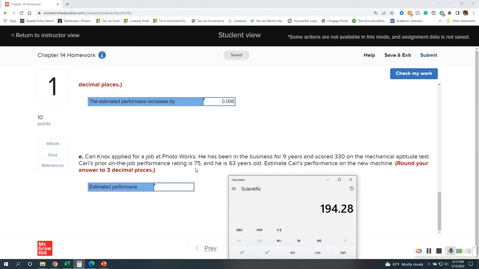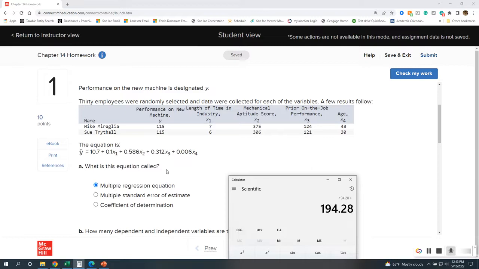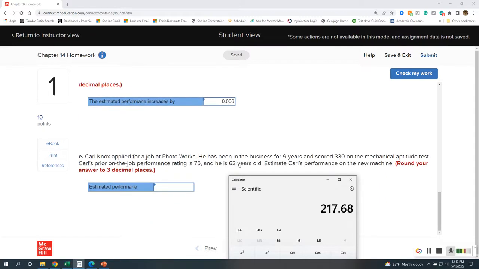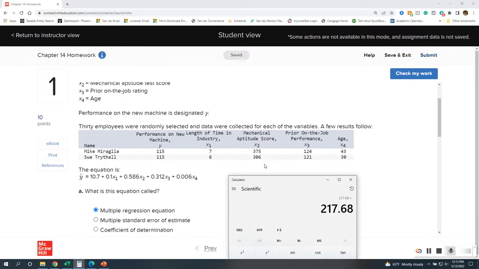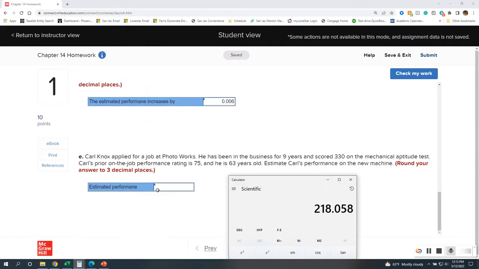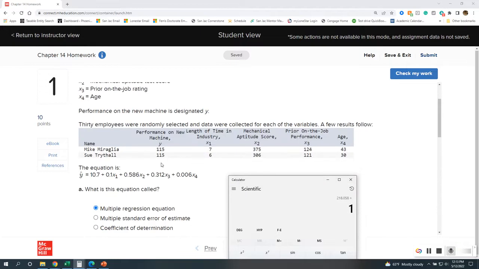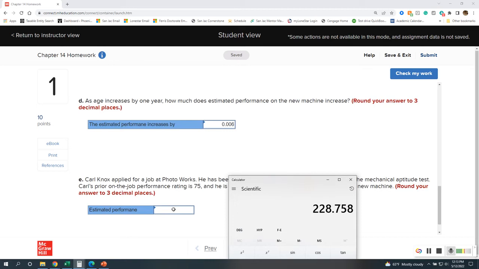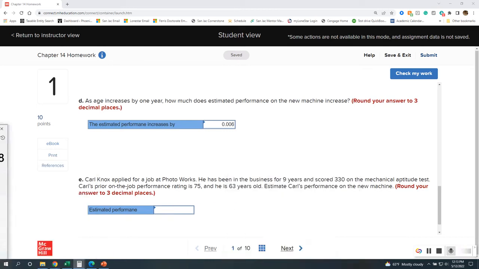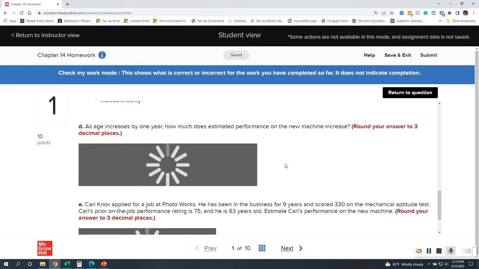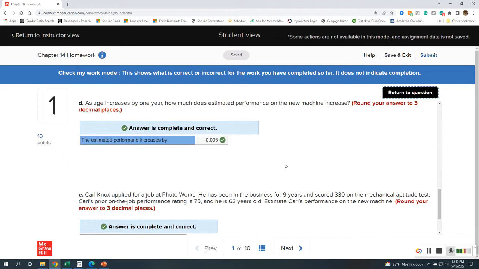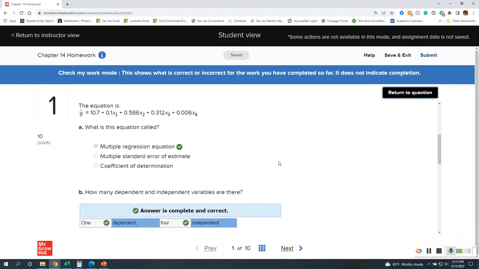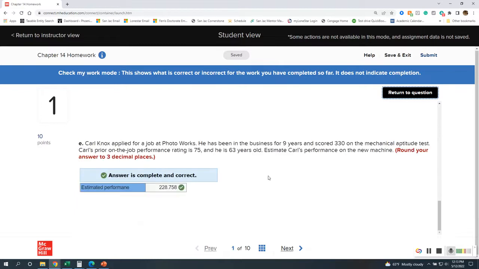Carl's prior on-the-job performance rating was 75. So plus 0.312 times 75. And then he is 63 years old. So plus 0.006 times 63. We're sitting at 218. And now we add the y-intercept, plus 10.7. So we're looking at 228.758. And there we go. So really the only one in question 1 that we actually have to calculate is the last question. Last question magic.